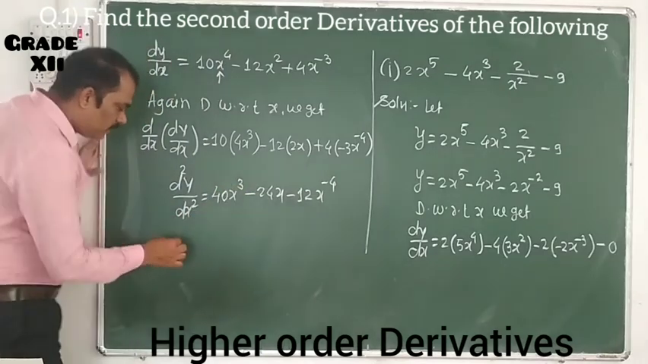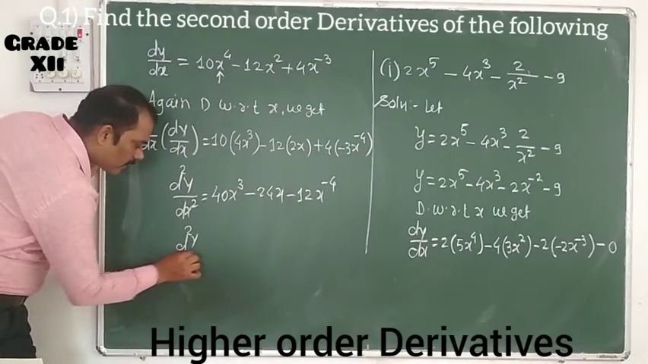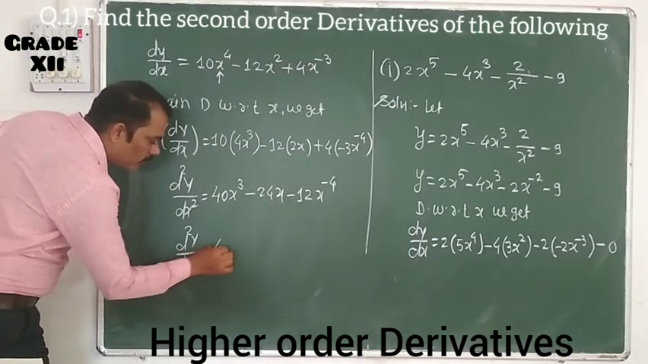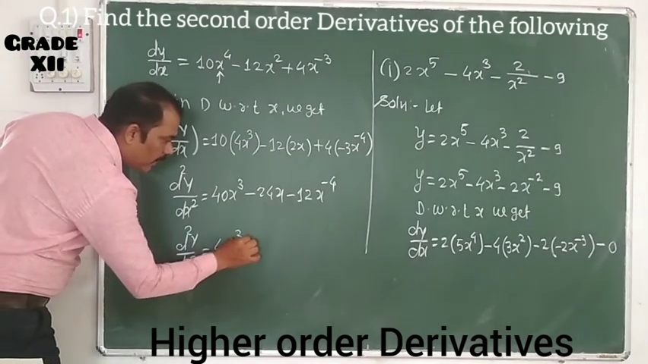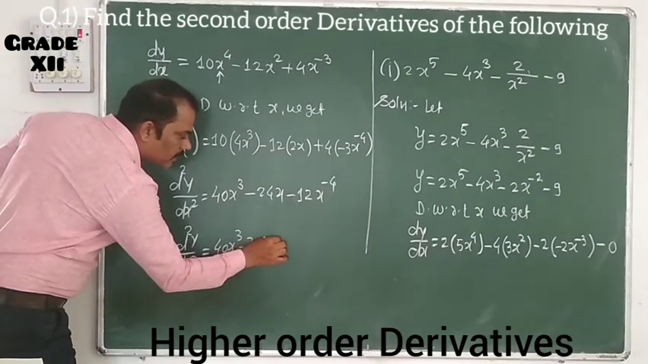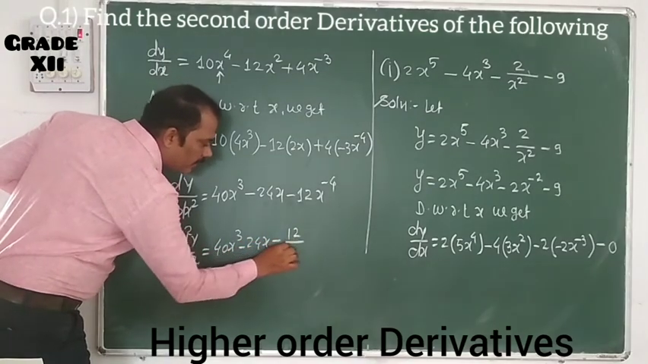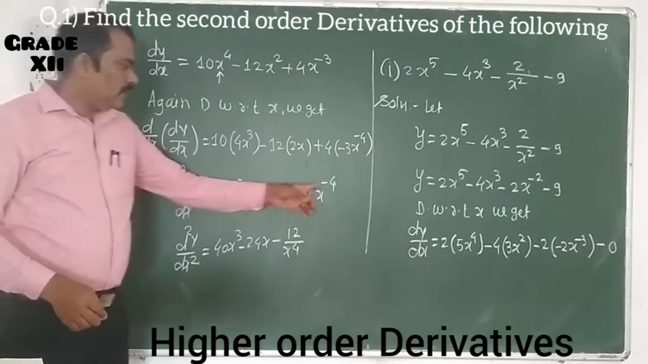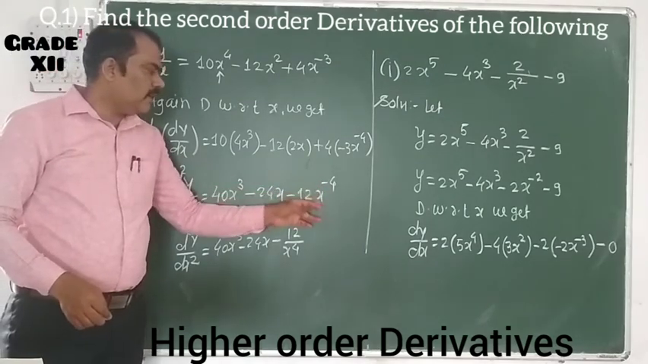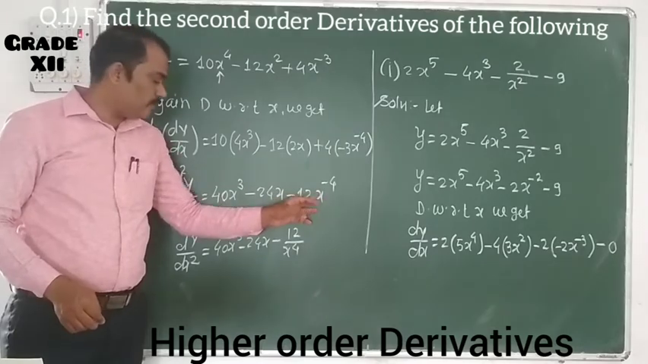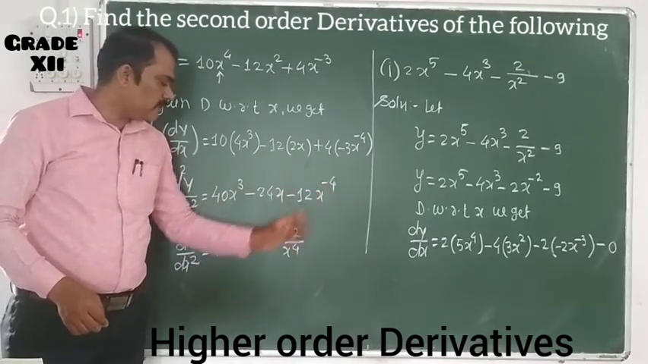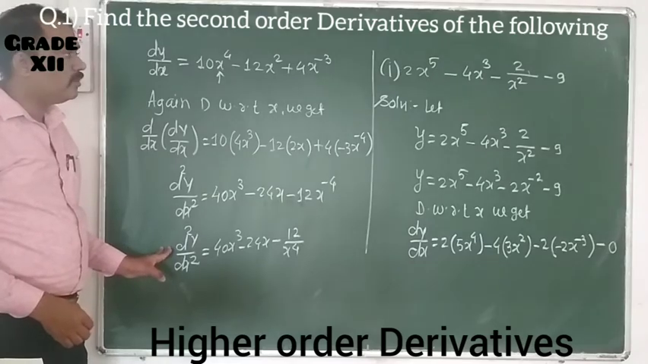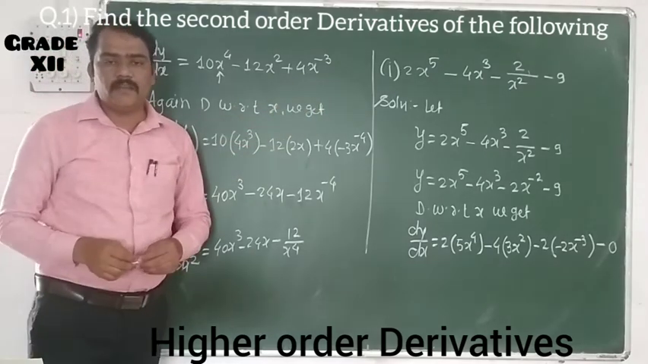This can also be written as d2y by dx square is equal to 40x cube minus 24x minus 12 divided by x raised to 4. Take this factor x raised to minus 4 in the denominator; its index must be positive, that is x raised to 4. This is the second order derivative of the given example.